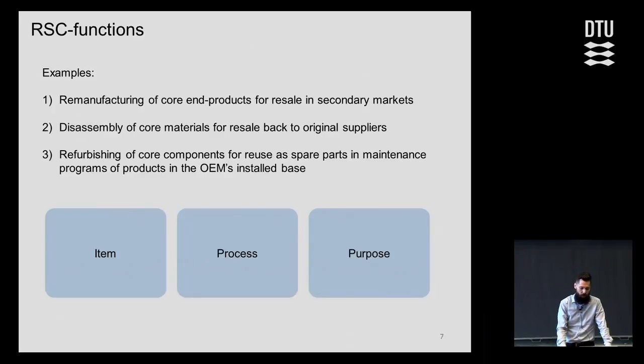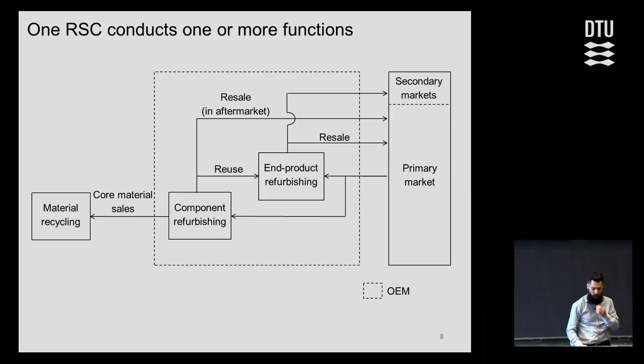Now these reverse supply chain functions have three constituent, defining elements. They all handle an item: end products, core materials, or core components. They all have a process: remanufacturing, disassembly, or refurbishing. And they all have a purpose, which is the right-hand side of the sentence. Some of these functions give the firm increased revenue, the others reduce costs. So a firm can use its reverse supply chain for both parts of increasing its profits, both increasing revenue and reducing costs. Here is an example of a reverse supply chain that conducts several functions for the firm.